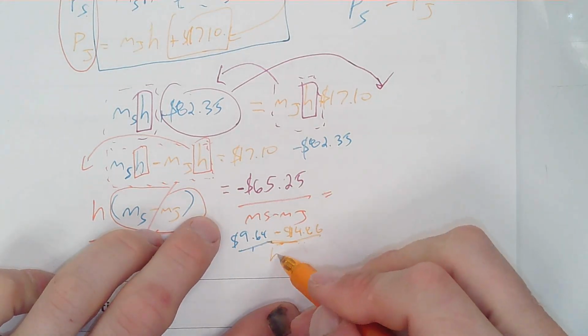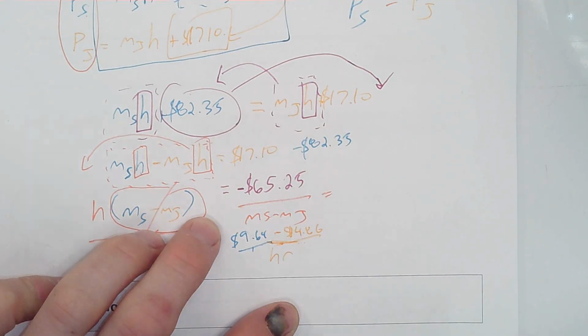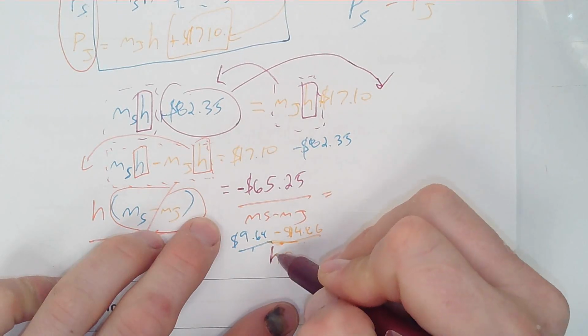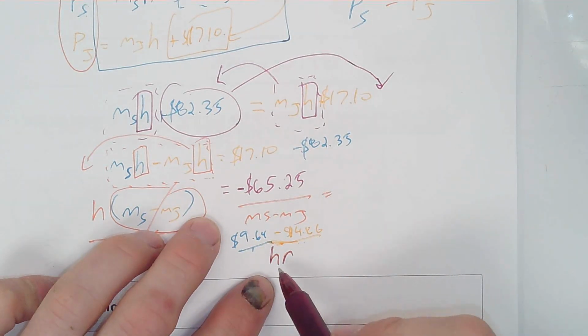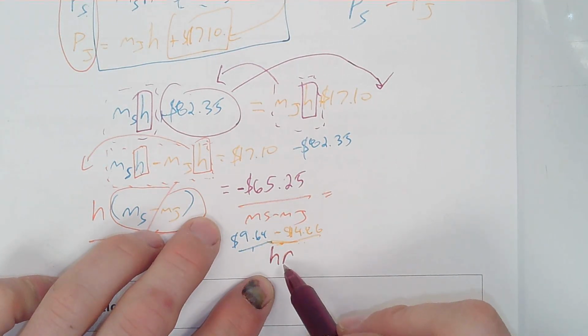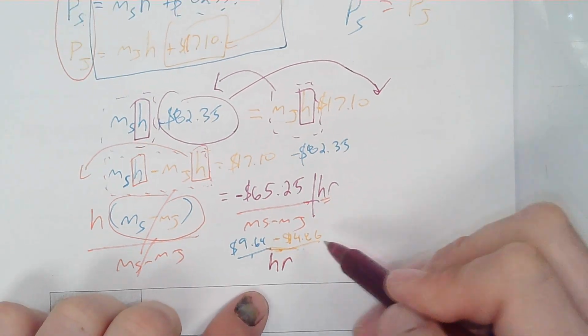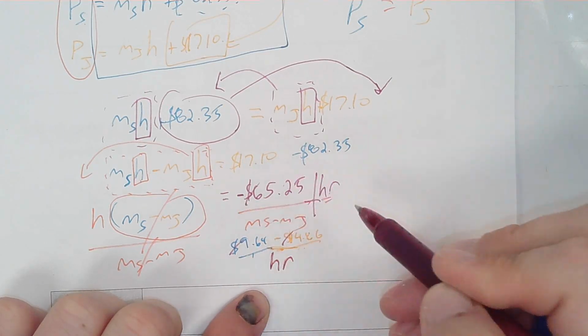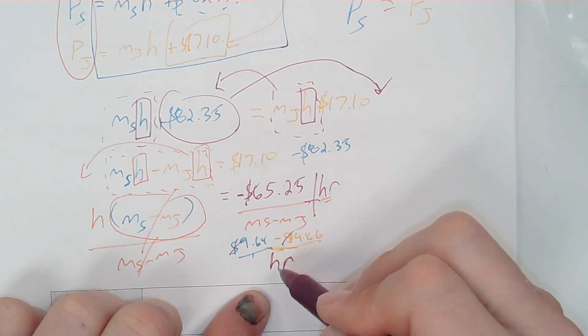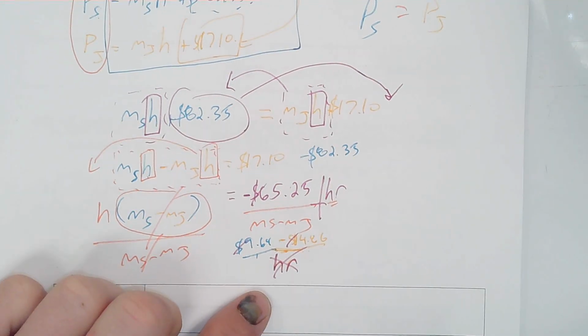Right? And if I have a denominator in a denominator, where does that denominator go? To the top. Okay? So now these dollars are going to end up canceling out, and hours will be left. And that's it.